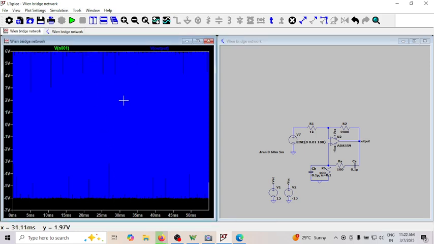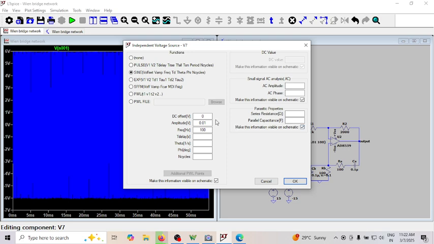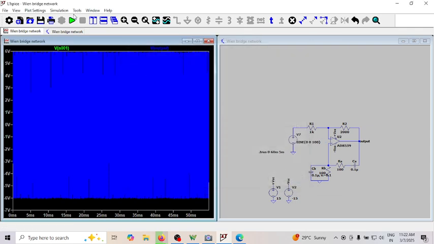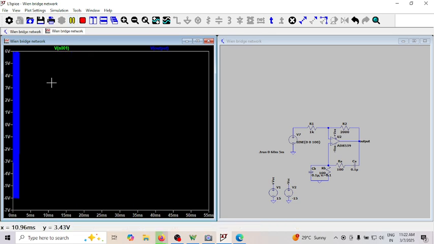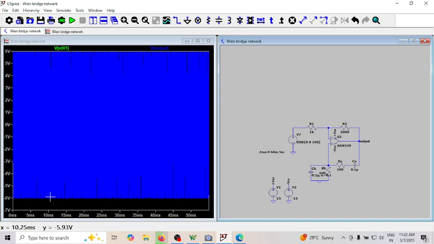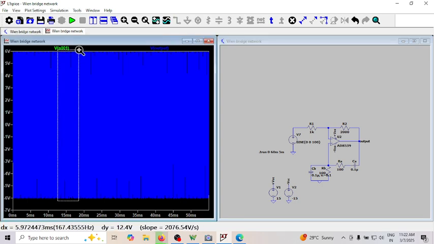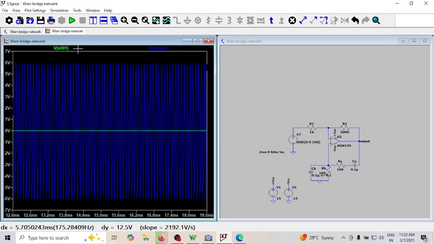So it is very interesting to see that even if you take out this input signal, if you make your input signal 0, you'll still be getting the oscillations. Can you see? Are you still getting the oscillation even without input? You still have the oscillations.